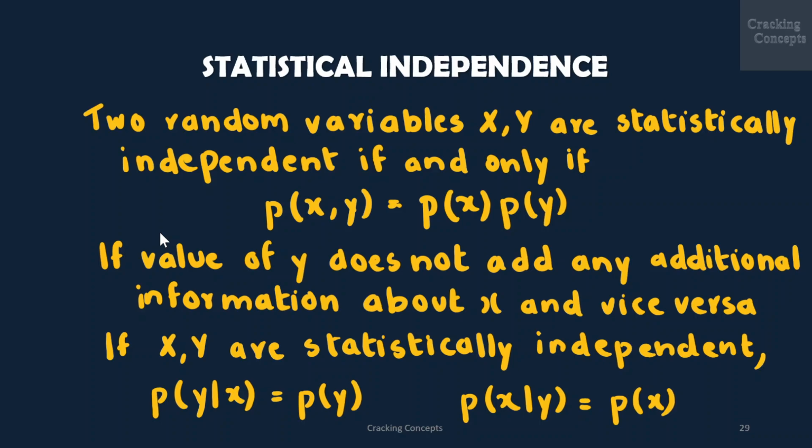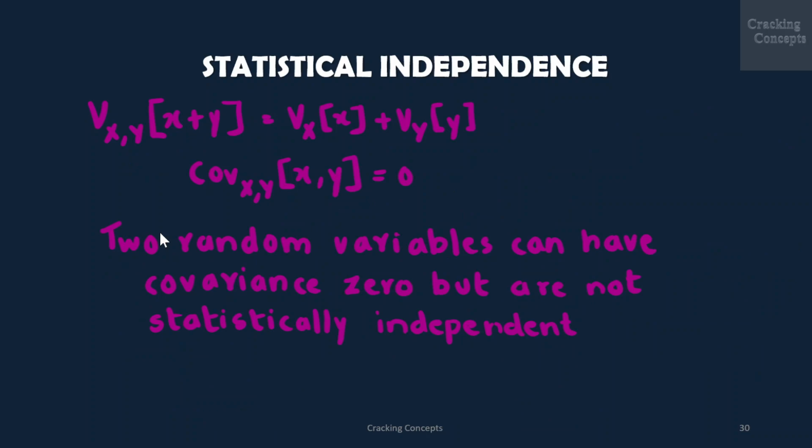Intuitively, two random variables x and y are independent if the value of y, once known, does not add any additional information about x and vice versa. If x, y are statistically independent, then p of y given x will be p of y, p of x given y will be p of x, variance of x plus y of random variables x and y will be variance of x plus variance of y. Covariance of x, y will be 0.